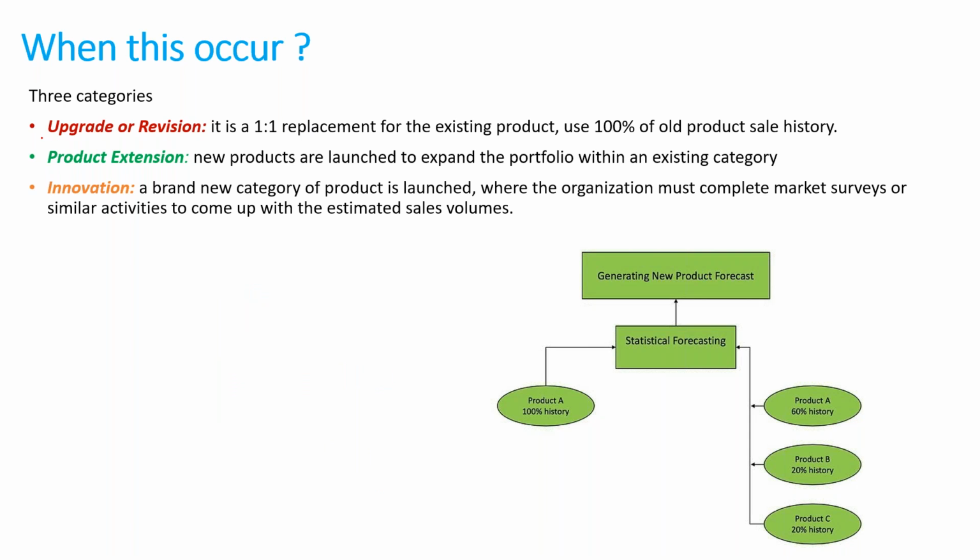First is upgrade or revision. That means we are doing a 1:1 replacement for the existing product, and using 100% of the old product sales history. One more thing before this: the key challenge if you are introducing a new product is that you definitely want to do a forecast for it, so that if you have a forecast, then you can plan the different other things, right?